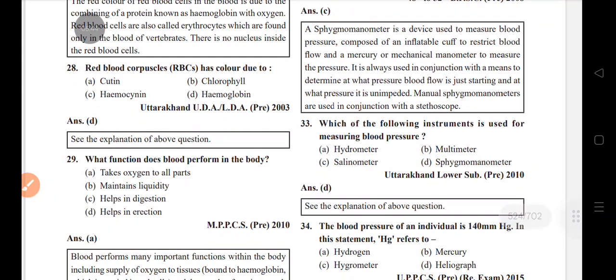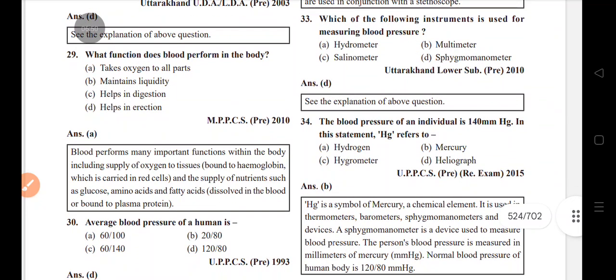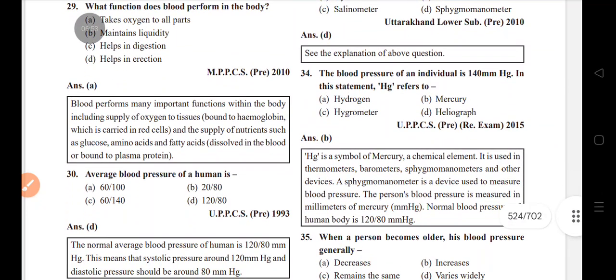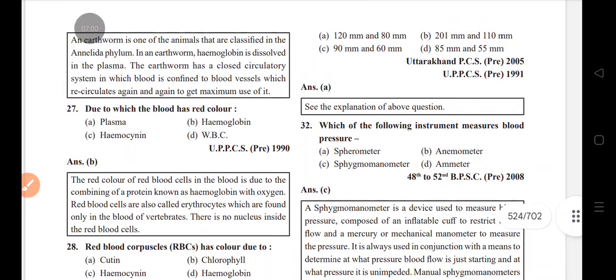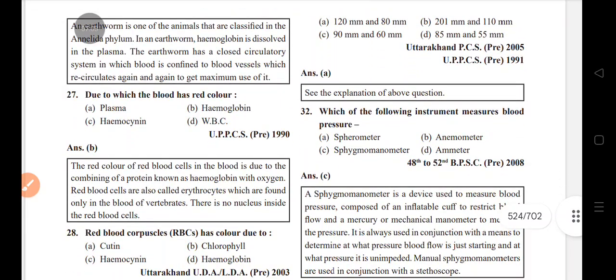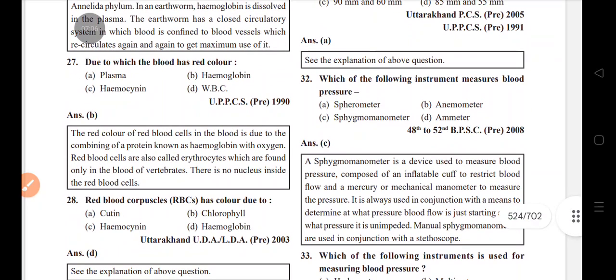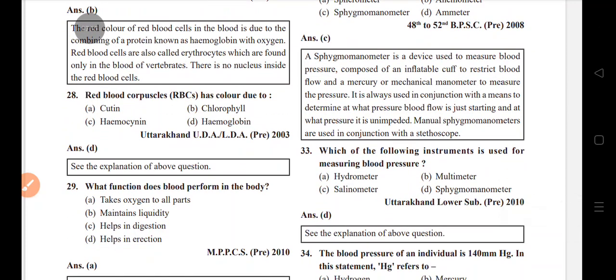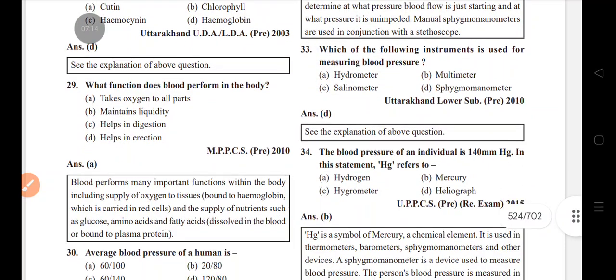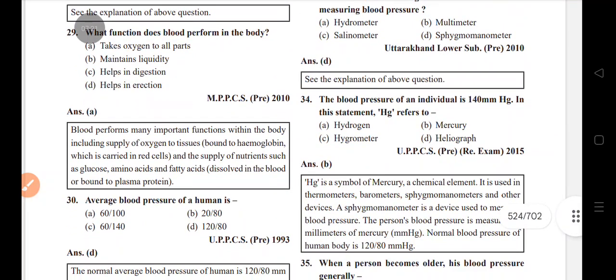What function does blood perform in the body? Takes oxygen to all parts. The average blood pressure of a human is 120/80. Blood pressure, systolic and diastolic, of a healthy body is 120/80. Which of the following instruments measures blood pressure? Sphygmomanometer, for measuring blood pressure. Blood pressure of an individual is 140, measured in mm Hg, mercury.